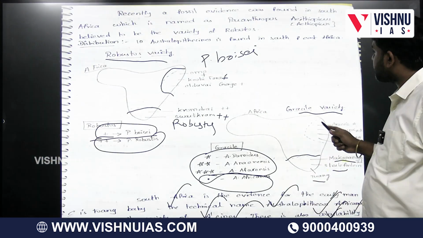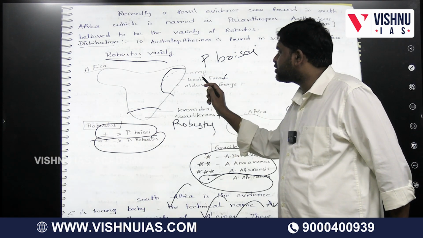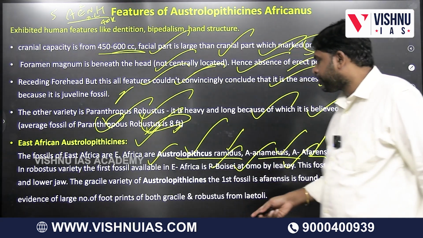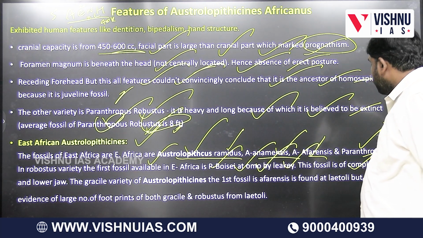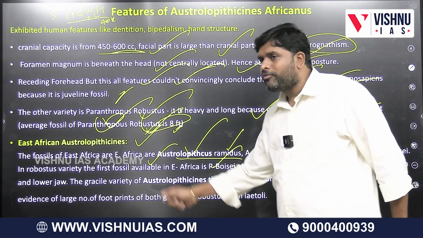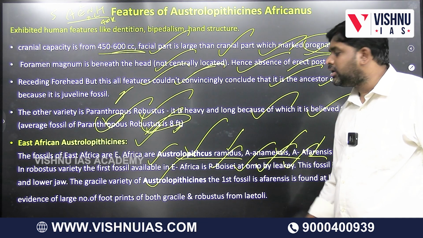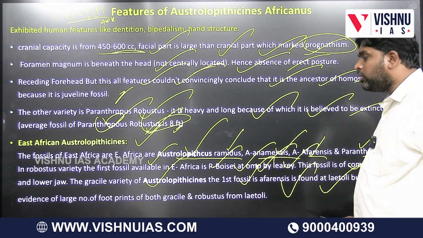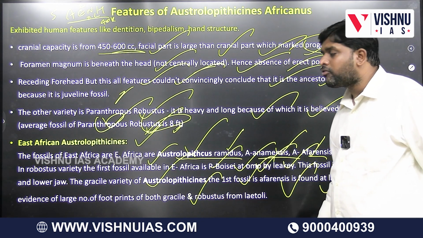Paranthropus boisei, at Omo, Koobi Fora, Olduvai Gorge. The first one is at Omo. At Omo by Leakey, this fossil is of a complete cranium and lower jaw. The Grezal variety which is found is Australopithecines. The first fossil is Afarensis, found at Laetoli, but there is no evidence of a large number of footprints.